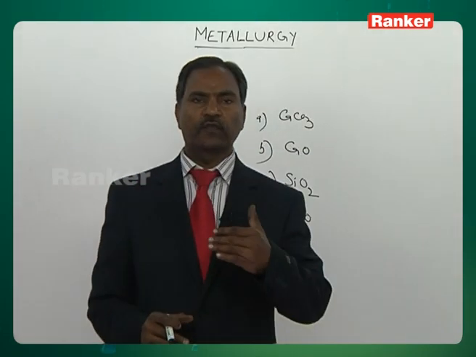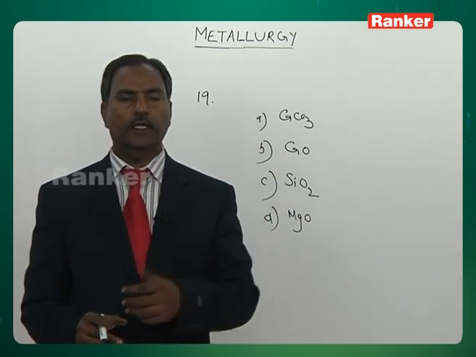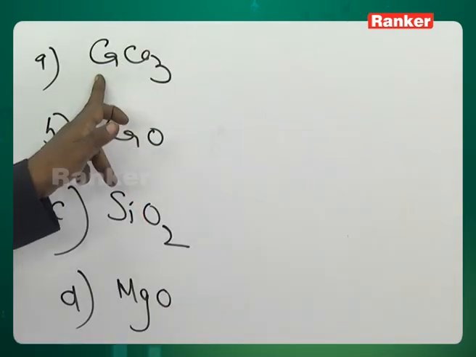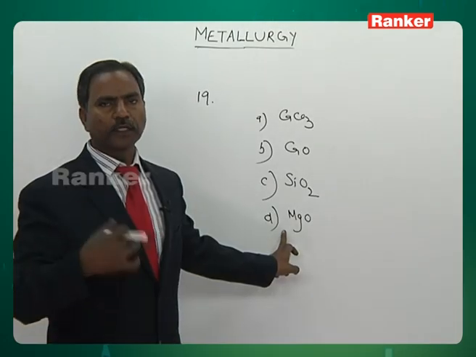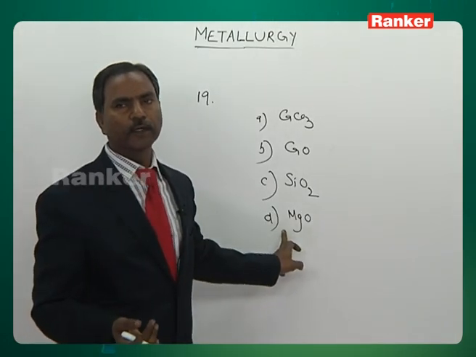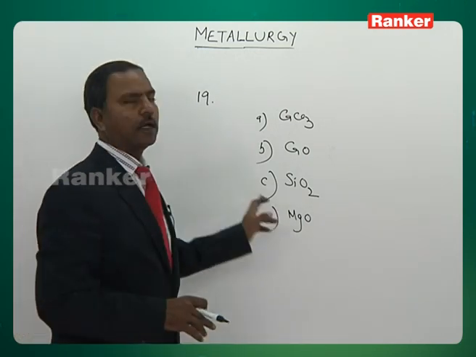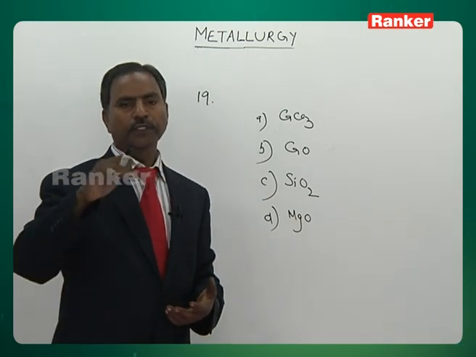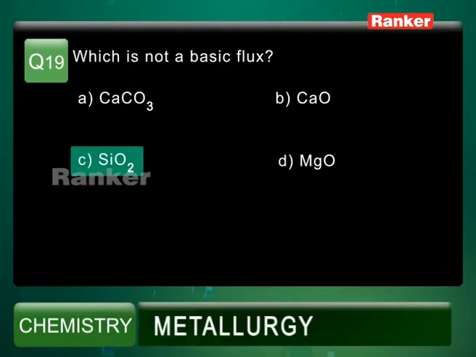Which of the following is not a basic flux? See, among these, calcium carbonate is basic, this is also basic, because calcium and magnesium belong to alkaline earth metals, their compounds are also basic in nature. But silicon dioxide is acidic, which is not a basic flux. Therefore, silica is actually acidic in nature. Therefore, question number 19, answer is C.